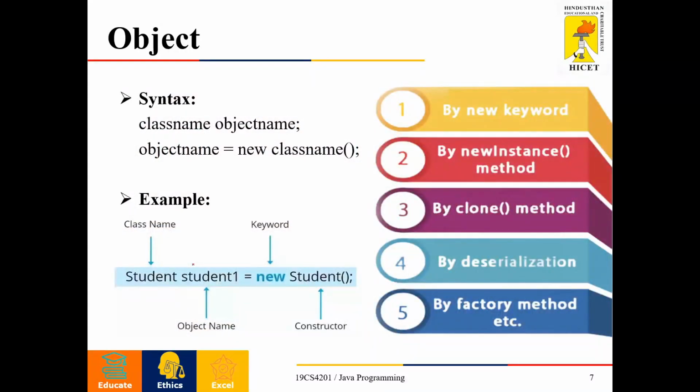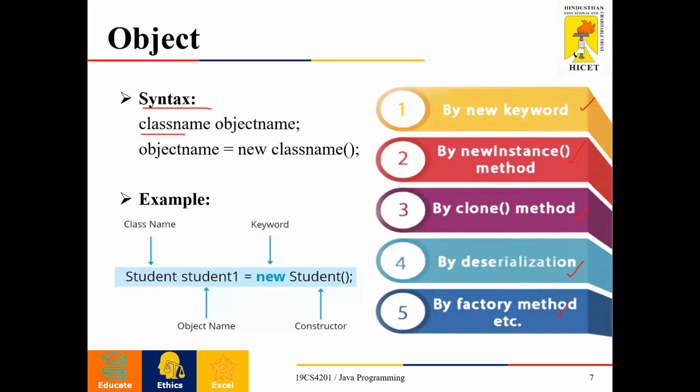There are 5 ways to create objects in Java: by using the new keyword, newInstance method, clone method, deserialization, and factory method. Most commonly we'll be using the new keyword. That's why I've given a syntax for creating an object using the new keyword.